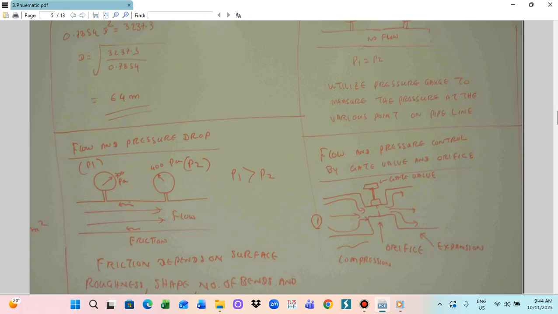With flow, P1 and P2 differ in magnitude, so P1 is greater than P2, so long as the fluid is flowing in the pipe. When there is no flow, then P1 is equal to P2. Okay, so this is how we can utilize the pressure gauge to measure the pressure in the pipe. So now this is for the flow.